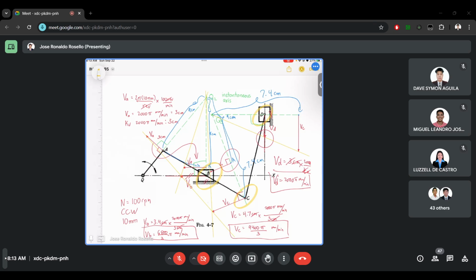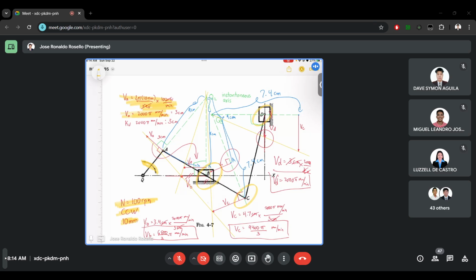Okay, let's have a recap. What's given is the angular speed, the rotation speed of the link QA. It is rotating at 100 RPM. It is turning counterclockwise, having a length of 10 millimeters. Then, we can compute for the velocity of A using this given. That's why we use the circumference times the angular speed to determine the linear speed equivalent. So velocity A, and we now have the 2000 pi mm per minute.